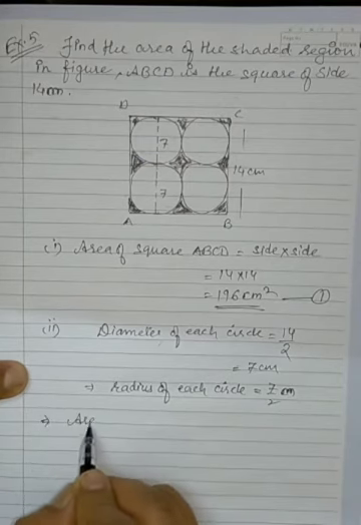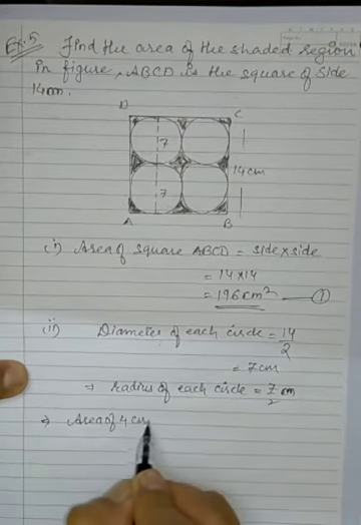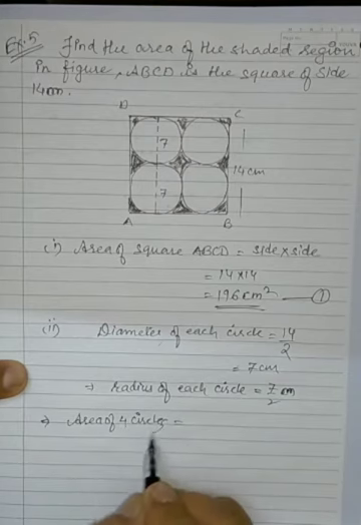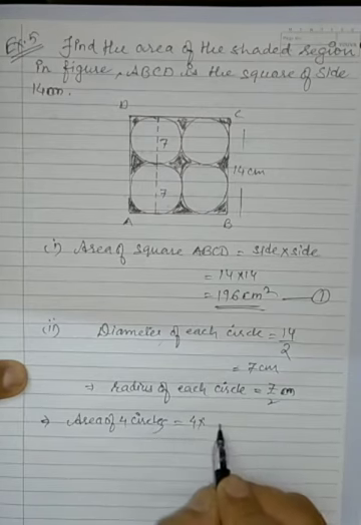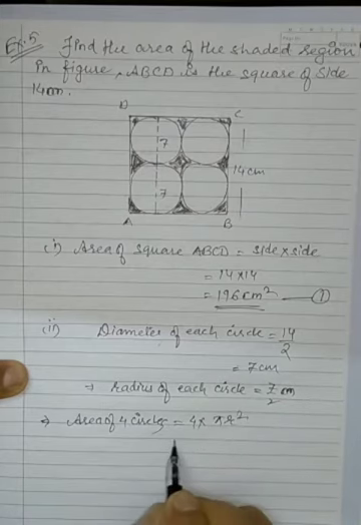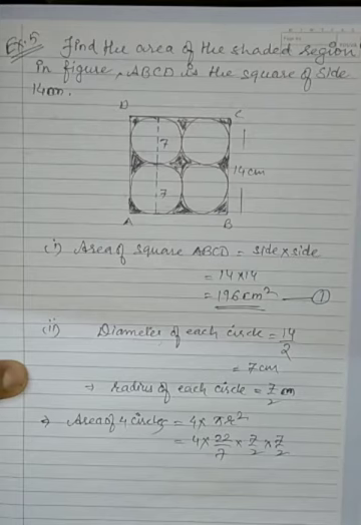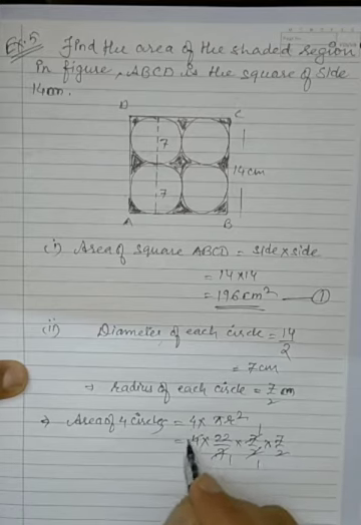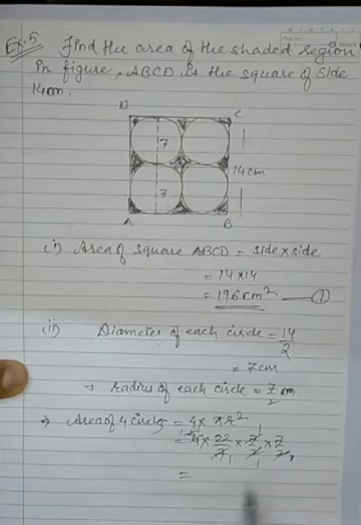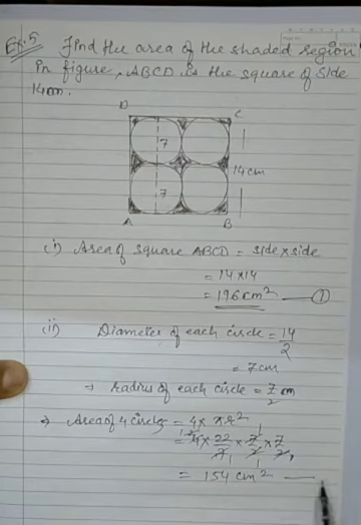That means area of 4 circles is equal to 4 into area of each circle, which is pi r square, that is 4 into 22 by 7 into radius, 7 by 2, into 7 by 2. So we can cancel 7 over 7, and 2 also. So we get 22 into 7, it is 154 centimeter square. It is our second part.